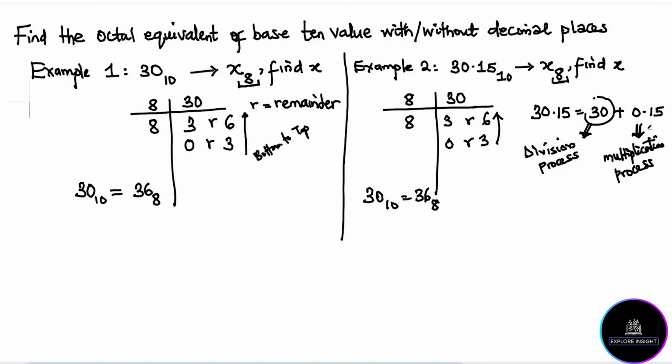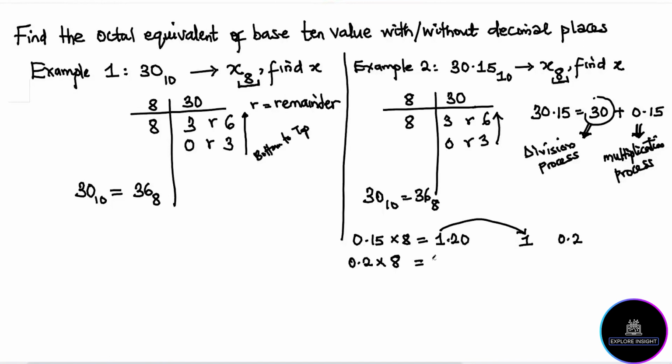Now the next thing to consider is 0.15. So let's calculate for 0.15. Like I said, it's going to go through the multiplication process. So that is 0.15 times 8. Now, if we go through this multiplication, we'll have 1.20. All we have to do is to bring out this 1 here. 1.20 minus 1 definitely will give us 0.2. This 0.2 is what we'll put back here to multiply by 8.